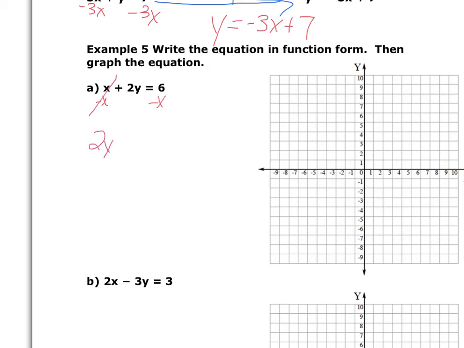What we'll have left is 2y equals -x plus 6. We have to isolate y all the way. Notice that y is not by itself, it has a 2 with it.